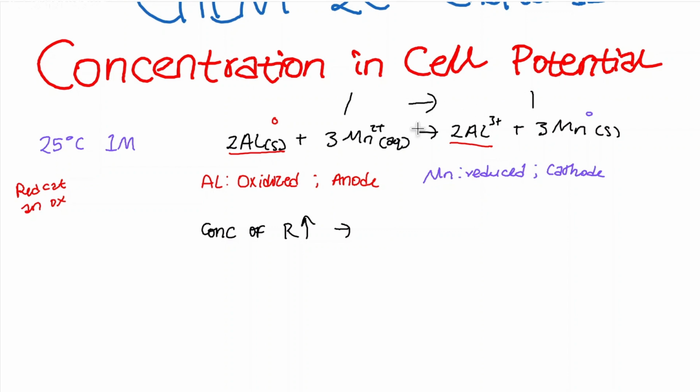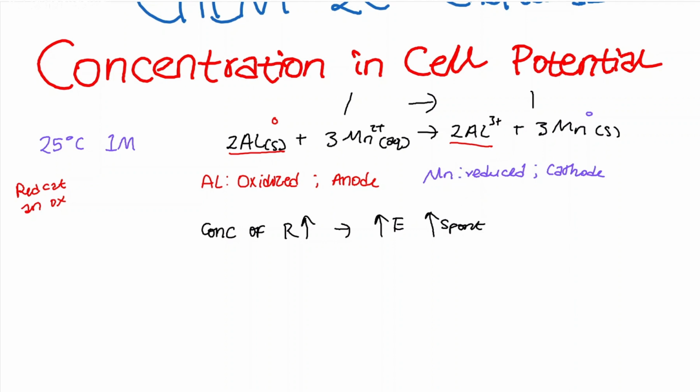The reaction is going to move to the products. And moving to the products is a spontaneous reaction. So that's why the E is going to go up, which means we're creating more of the product side. So E is going to go up. The spontaneity is going to go up.